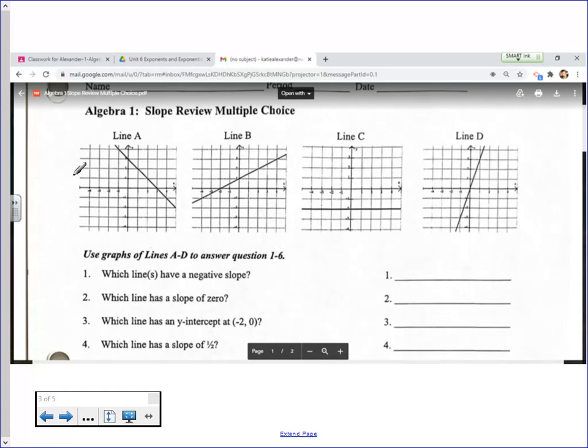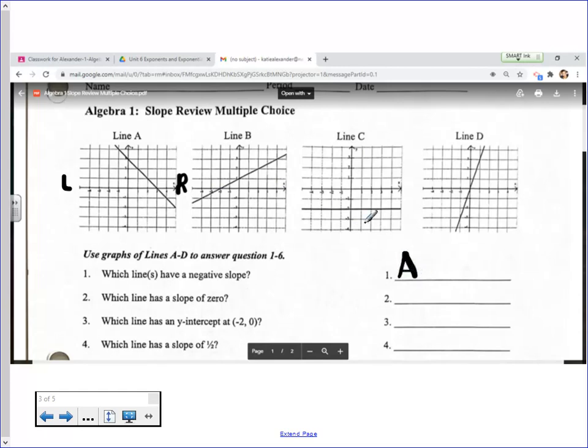So you always start on the left side of your graph and you look to the right. It's just like you're reading a book. You read from left to right. You read your graph from left to right as well. So does line A look like it's going downhill? So A would have a negative slope.